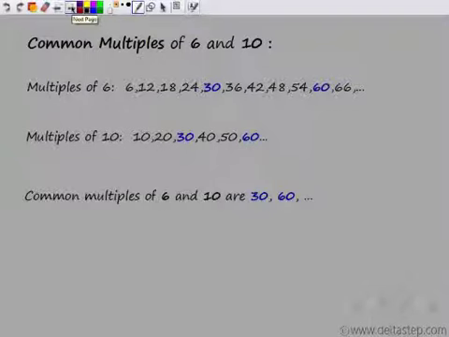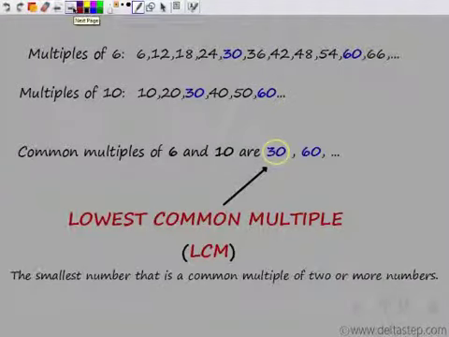So these are the multiples of 6 and 10. Now what I see is that 30 is the smallest multiple that is common to both 6 and 10. And hence I can call this the lowest common multiple or the least common multiple. And I term it as LCM, which means the lowest common multiple. So you have multiples of 6, multiples of 10, find the common multiples, and the smallest of that common multiple gives me the LCM.